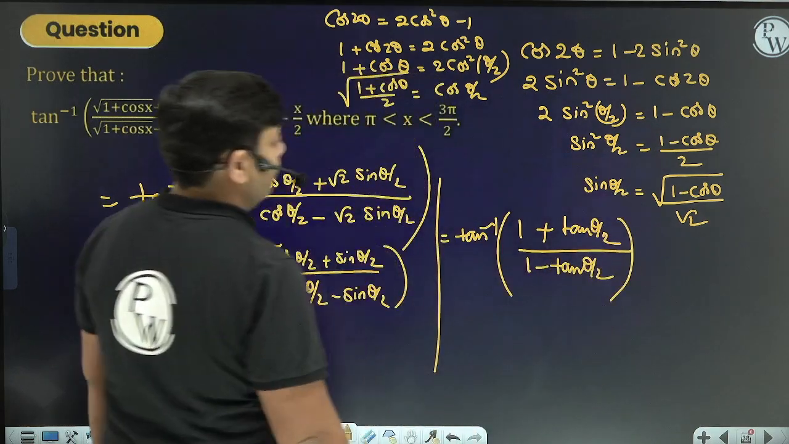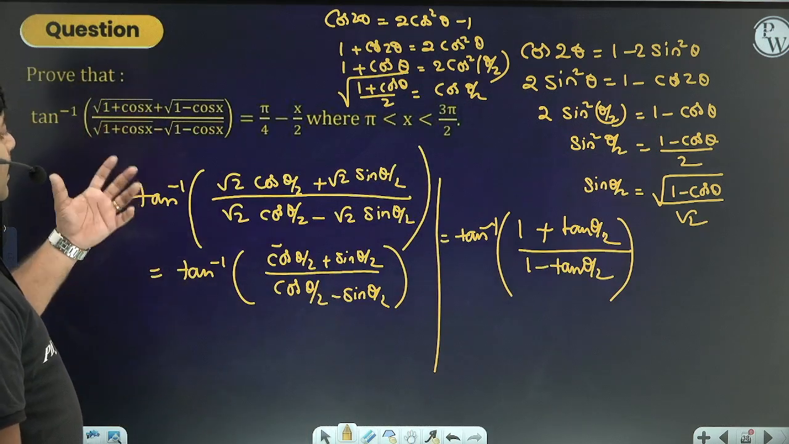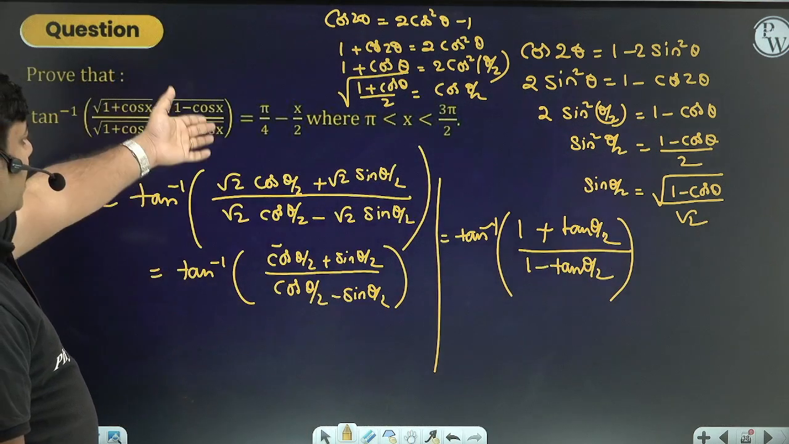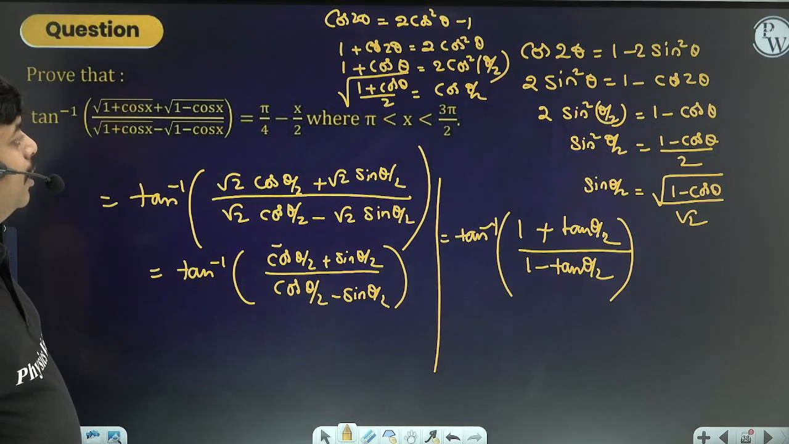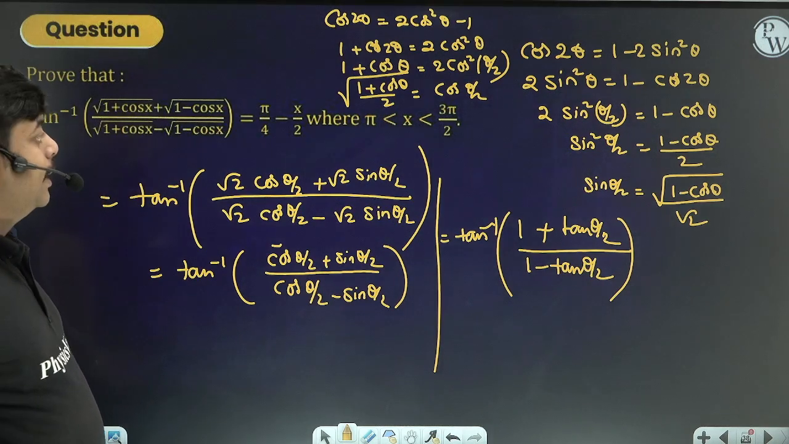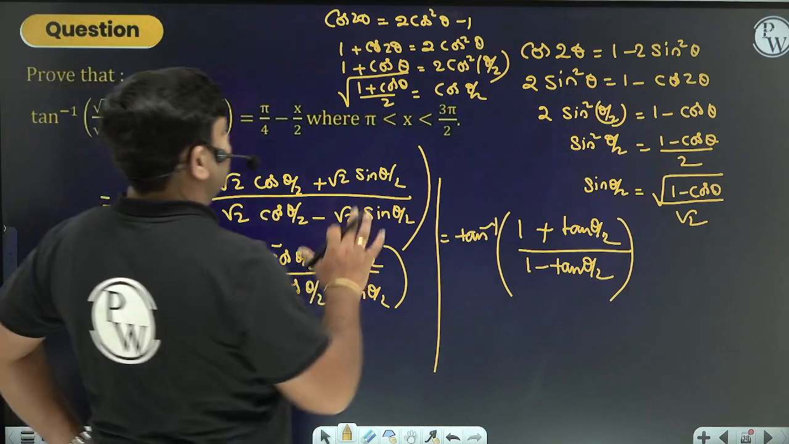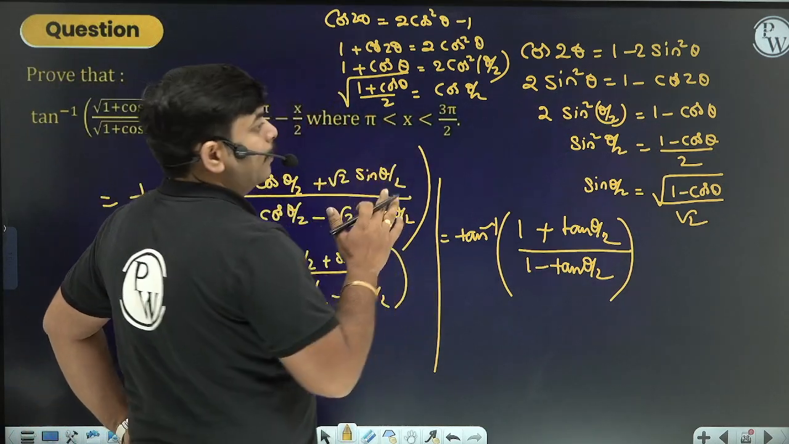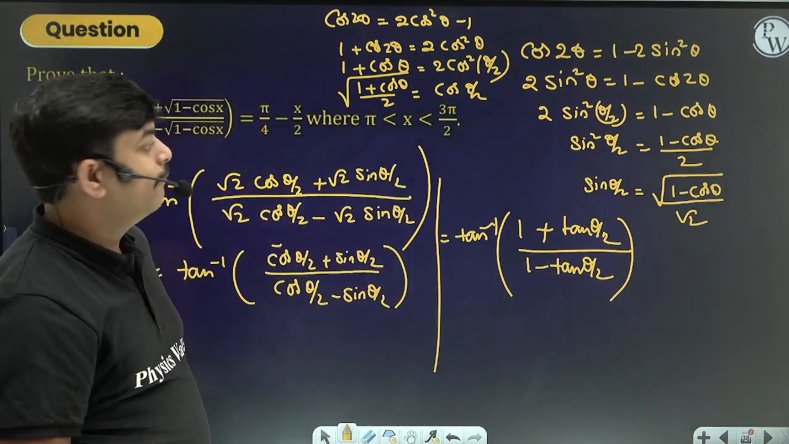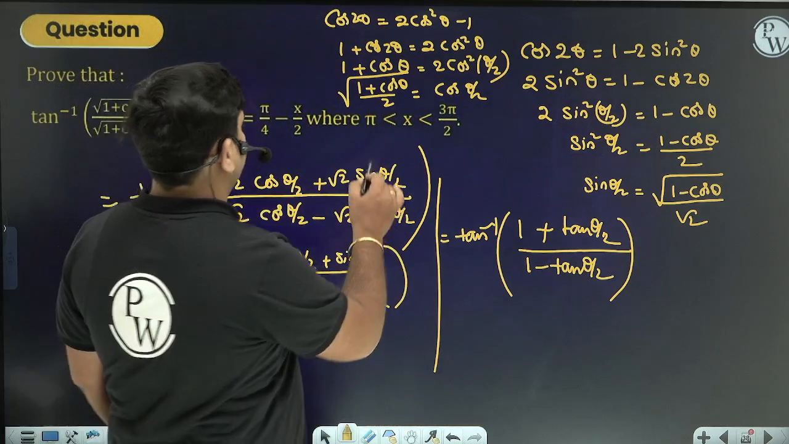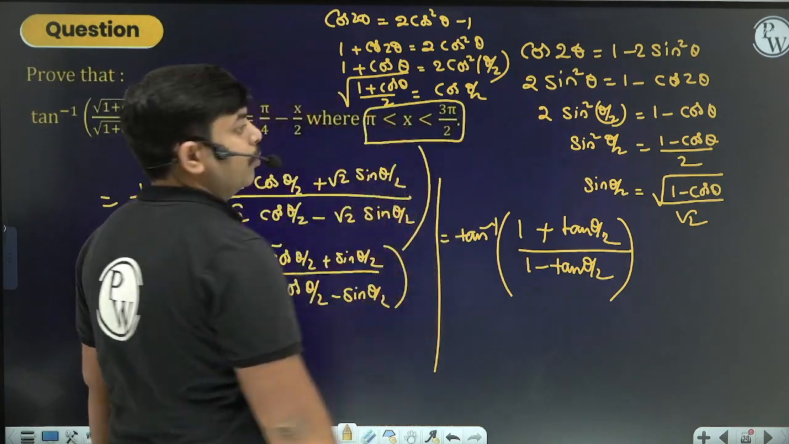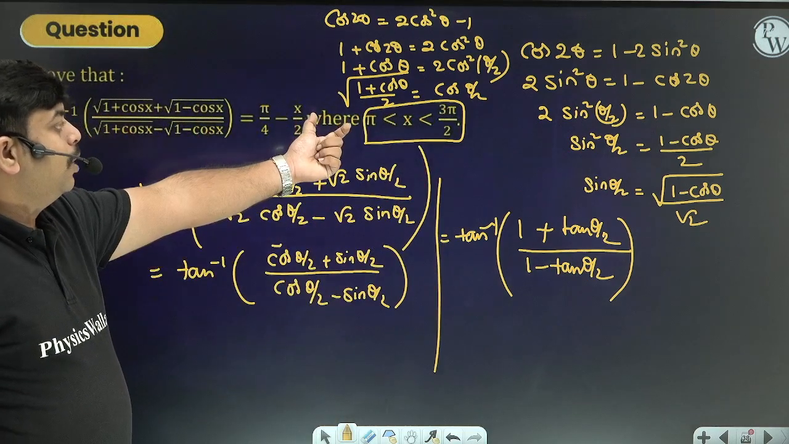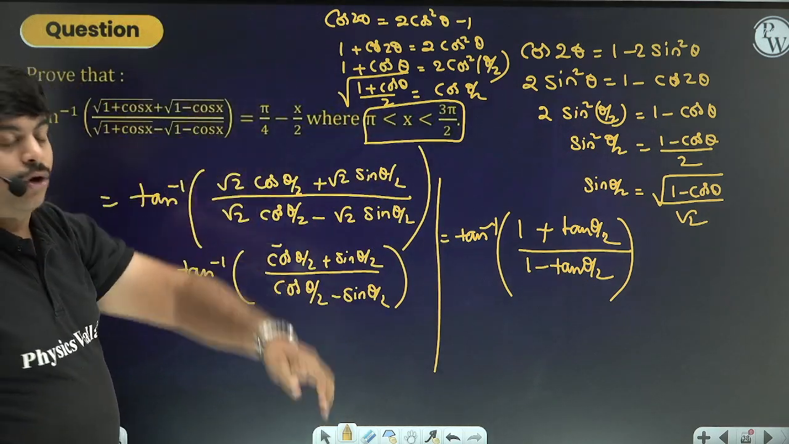Right. But people, did we miss anything? Because I'm not getting pi by 4 minus x, I'm getting pi by 4 plus x. So is there anything I need to change here? There is, because x is not a value between 0 to pi by 2 or 0 to minus pi by 2. X is a value between pi to 3 pi by 2. So in this interval, what is tan inverse? We need to cross check that.